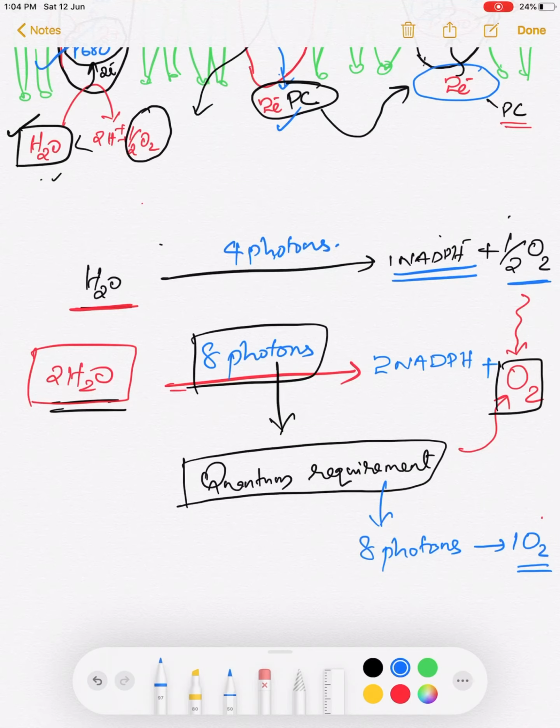And the next is synthesis of ATP. Formation of ATP we will discuss in the next part. Please watch the next part.